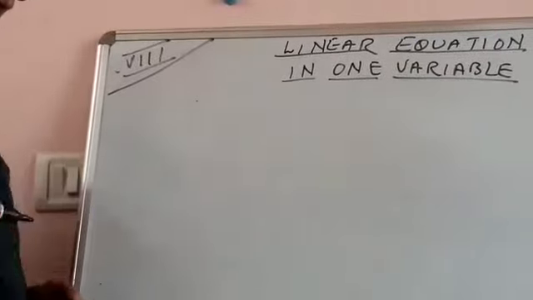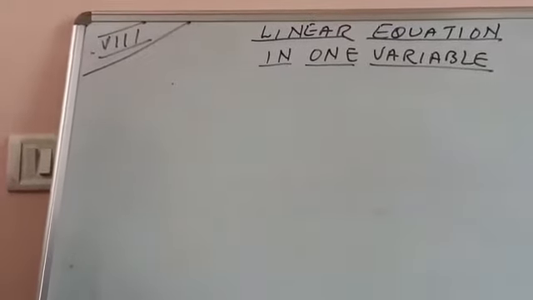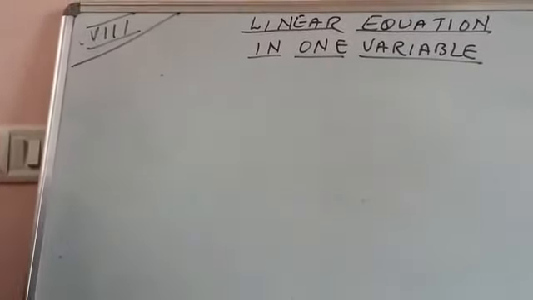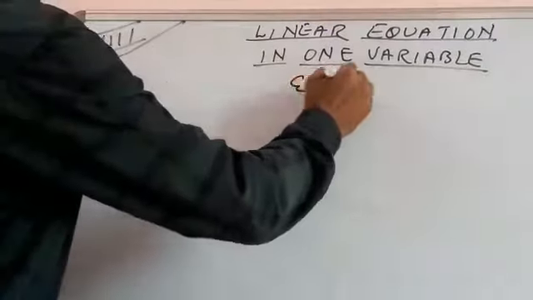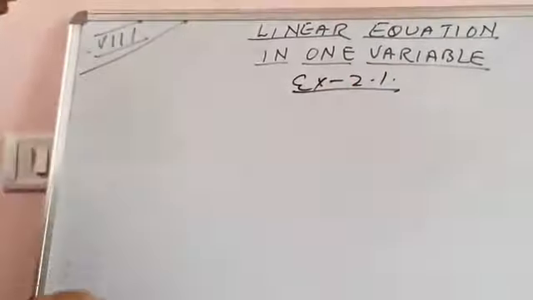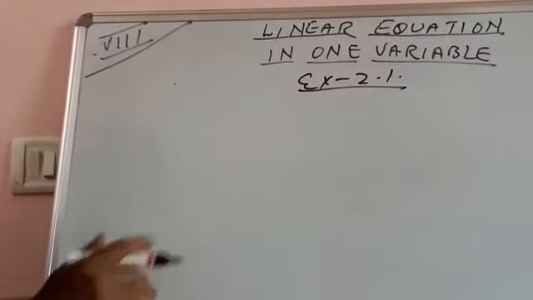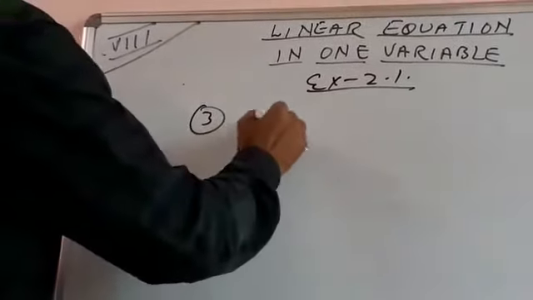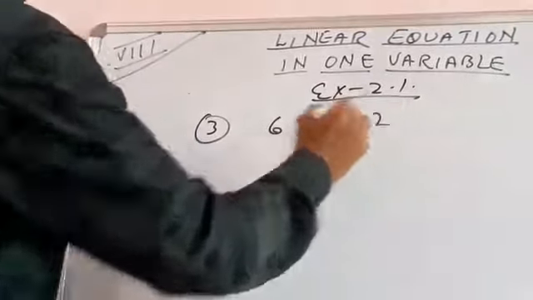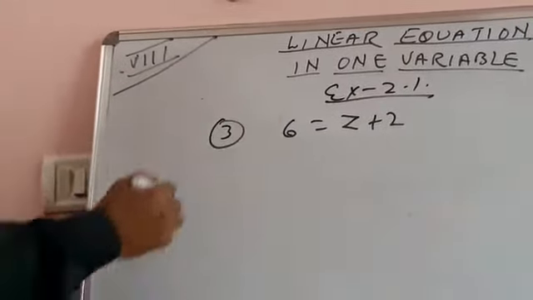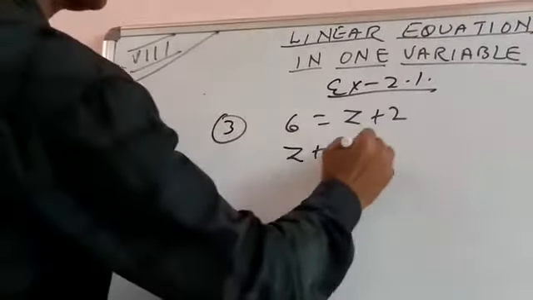I'm just giving a few examples. I'm doing a few questions for you from exercise 2.1. This is question number 3. This is 6 is equals to z plus 2. So it could be written z plus 2 is equals to 6.